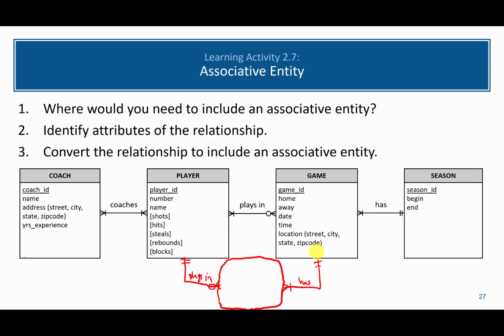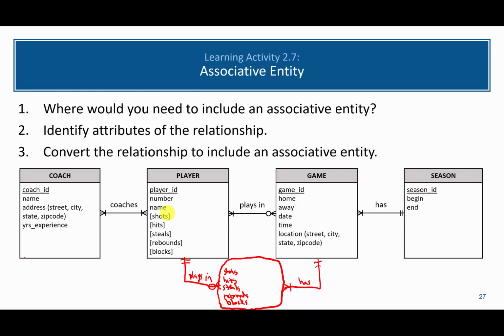So as for attributes of this associative entity, we have several things that are going to take place. So a player is playing in a game. What happens during that game? Well, they make shots, they have hits, they have steals, they have rebounds, and they have blocks and many other statistics that we gather.